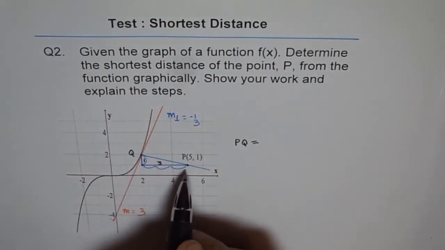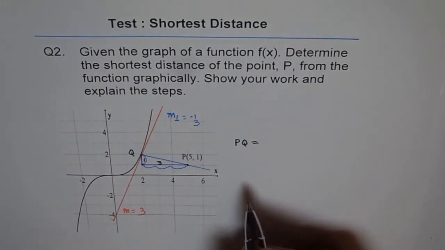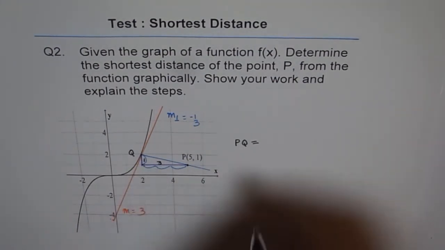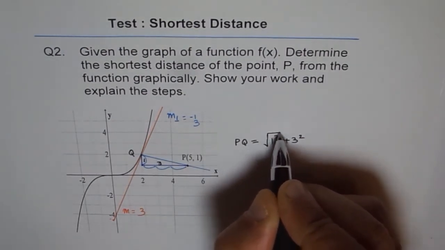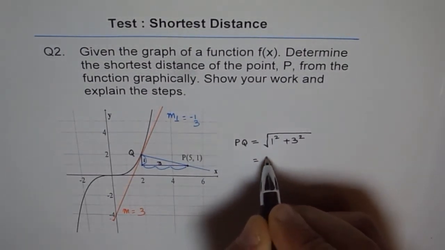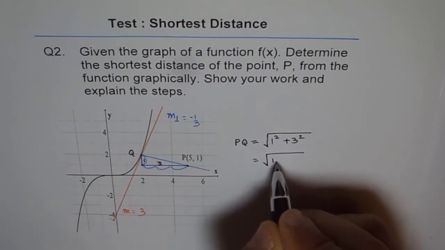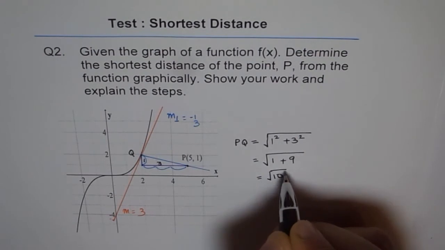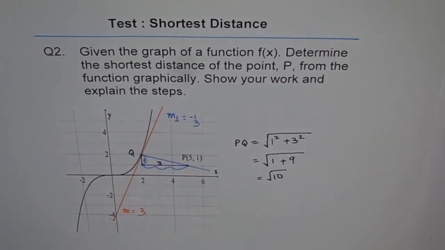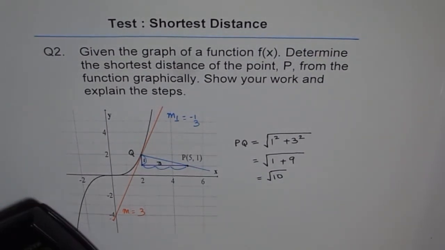which is the distance from the point to the curve, equal to the square root of 1 squared plus 3 squared. So the square root of 1 squared plus 3 squared, which is equal to the square root of 1 plus 9, which is the square root of 10. So that is the exact answer. And if I have to write it in decimal numbers, then I need the help of my calculator to figure out what it is. The square root of 10 is 3.1622.